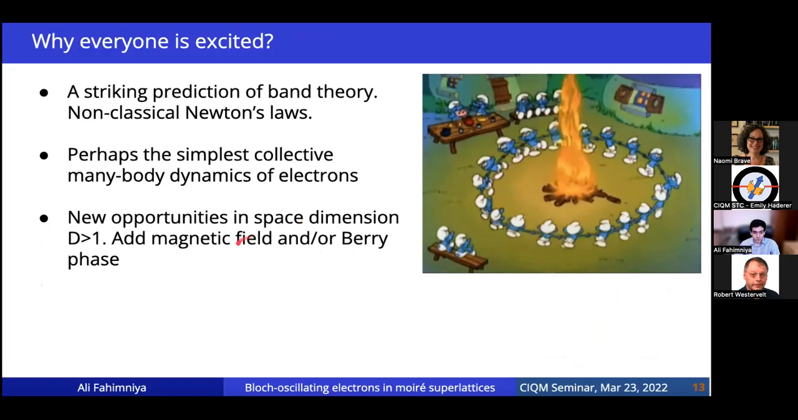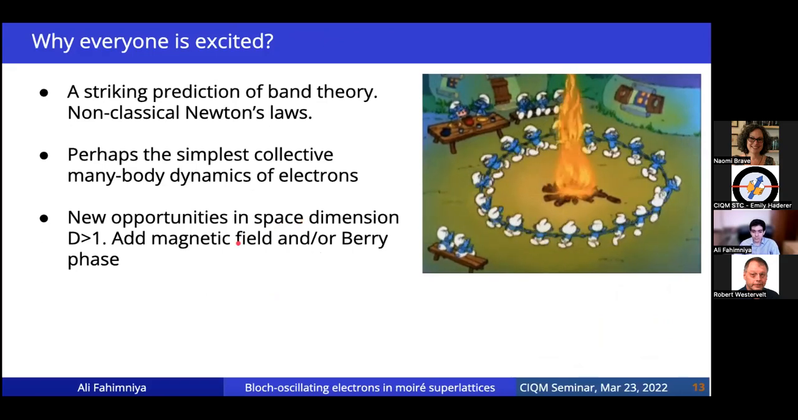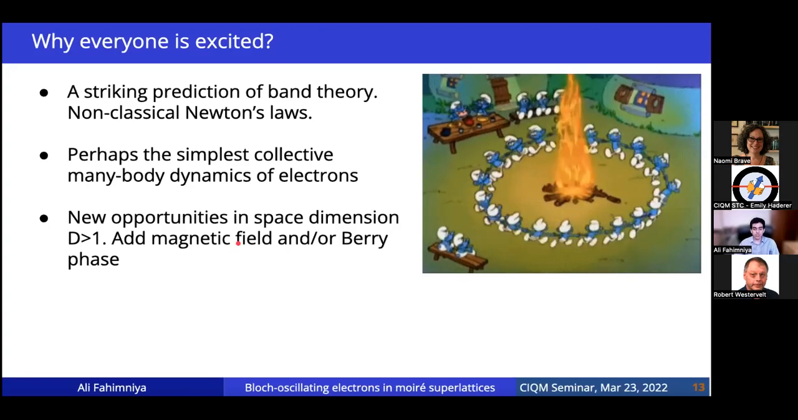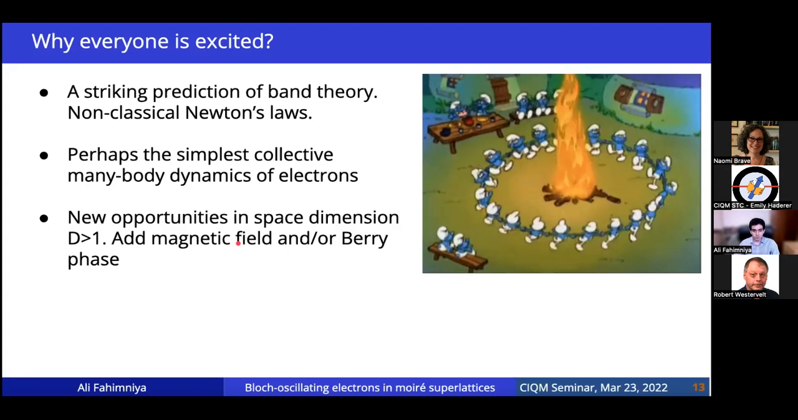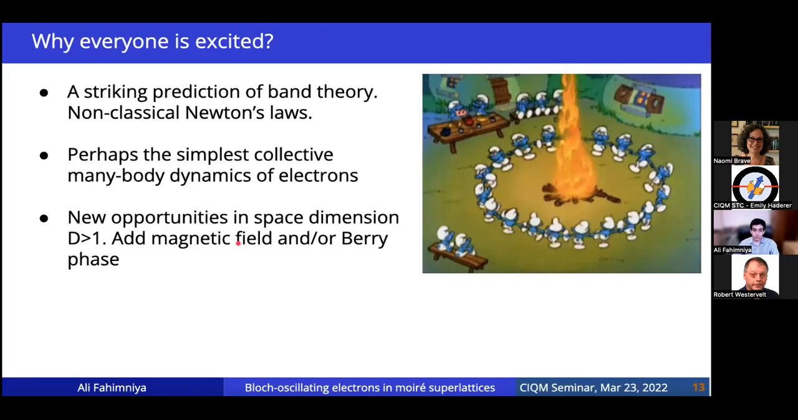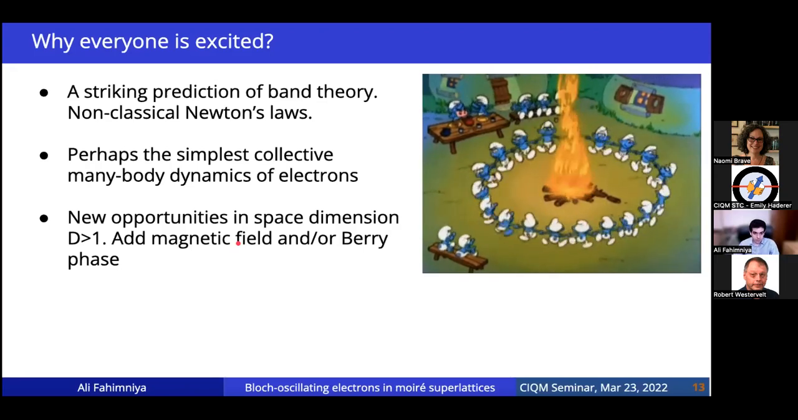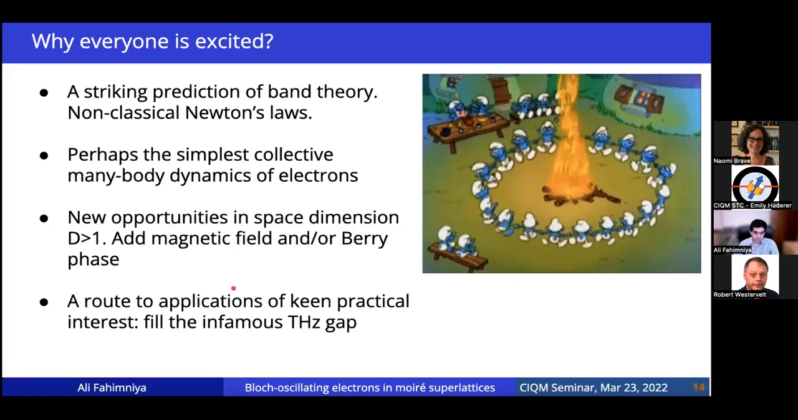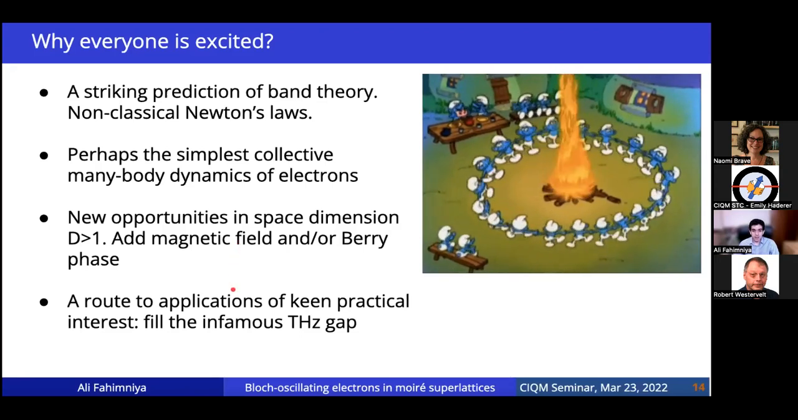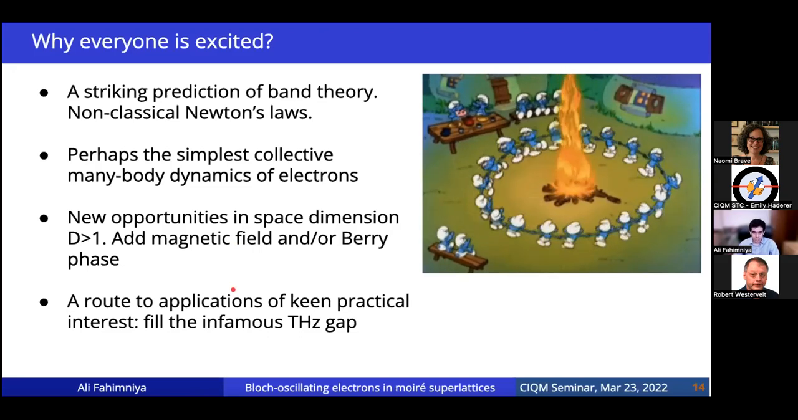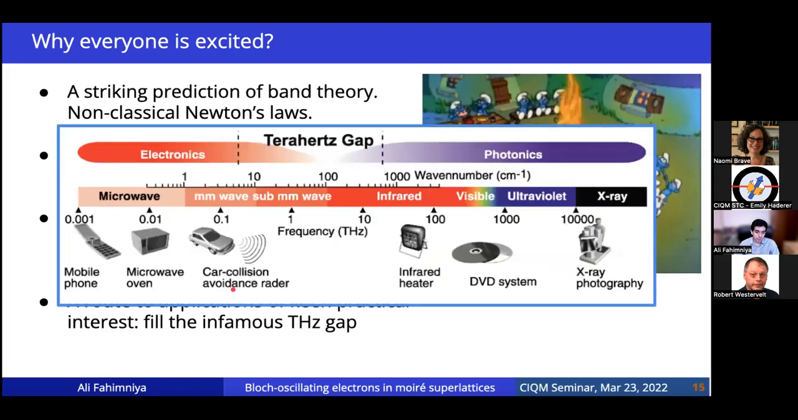And it poses new opportunities in the space dimensions higher than one, where one can add magnetic field and or like Berry phase and Berry curvature. And it also suggests a route to applications of immense practical interest for filling the infamous Stearns gap.